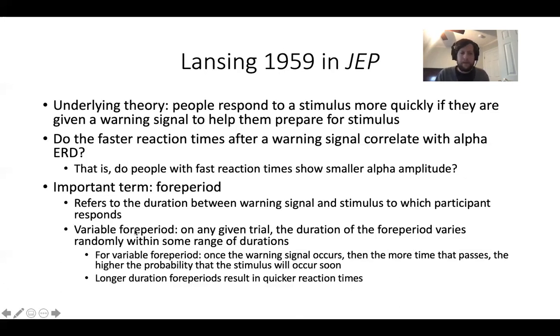In the variable foreperiod paradigm, the duration of the foreperiod varies somewhat randomly from trial to trial. Sometimes there would be a warning signal and only a short duration before the target signal occurs. And sometimes there'd be a warning signal, but a relatively longer duration until the target signal occurs. The question is, what happens to alpha amplitude during these two different conditions, and what also happens to reaction times?